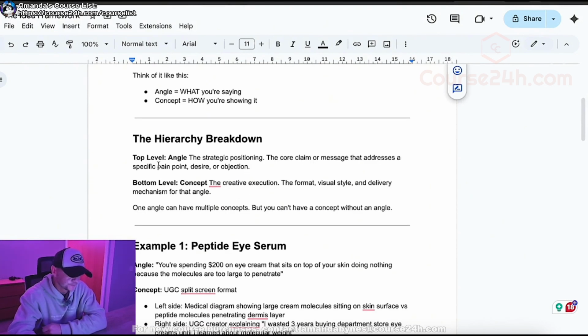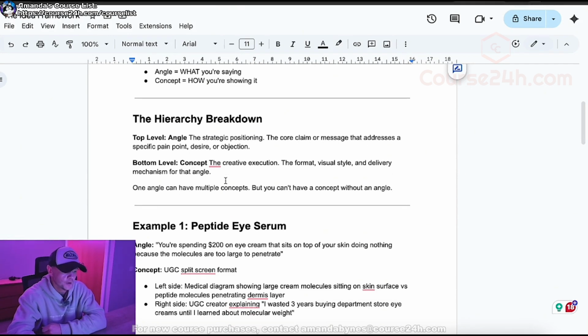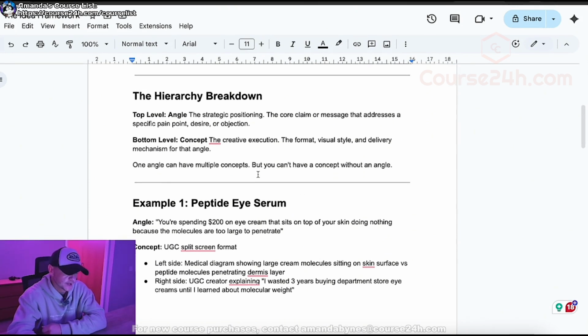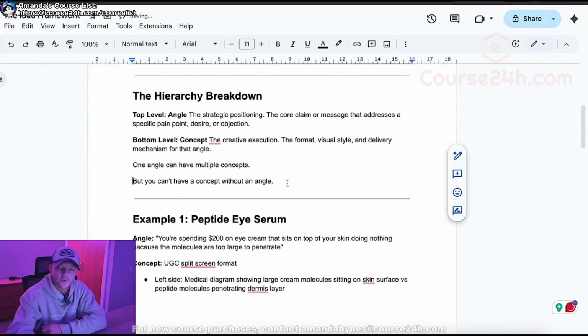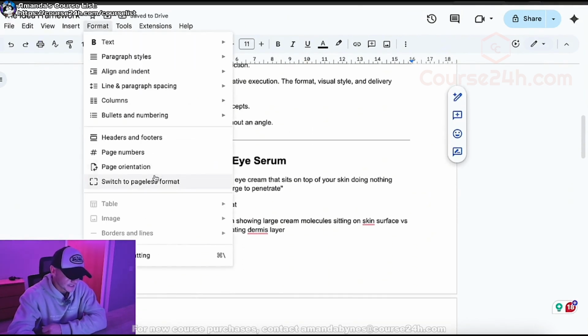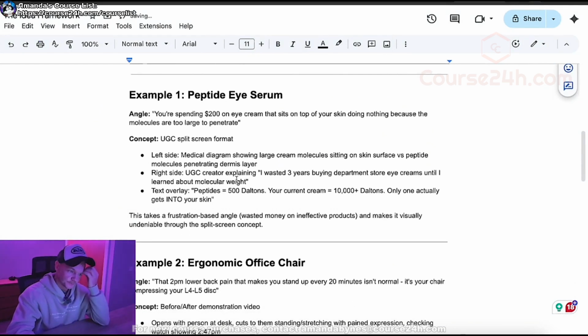So top level, angle is the strategic positioning, the core claim and message that addresses a specific pain point, desire, or objection. Bottom level is the creative execution, the format, the visual style, the delivery mechanism for that angle. One angle can have multiple concepts, but you can't have a concept without an angle. So I've got some examples here, right? And we're going to use our peptide eye serum.